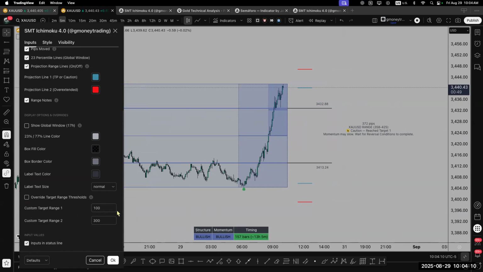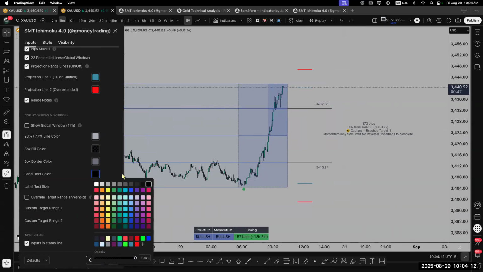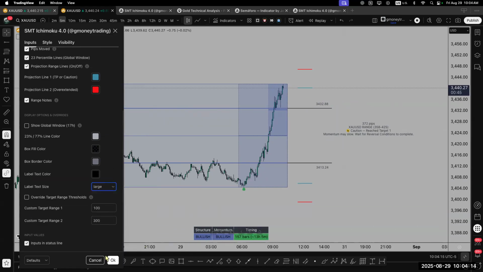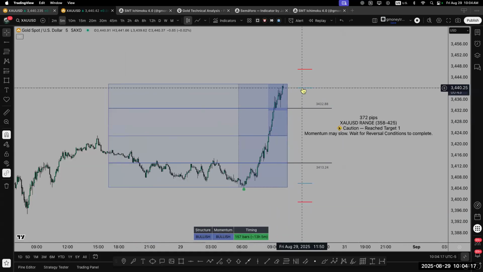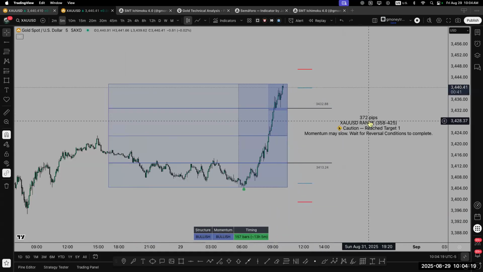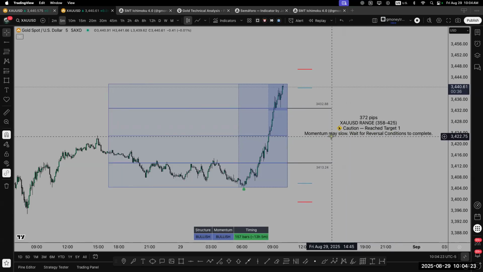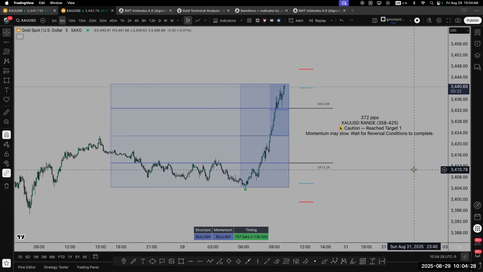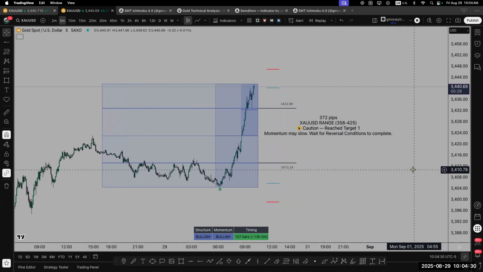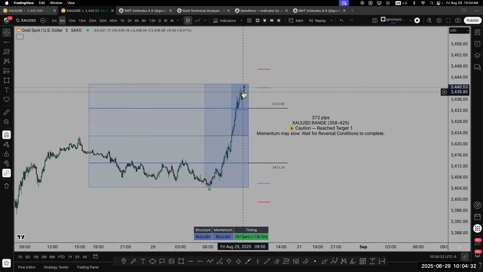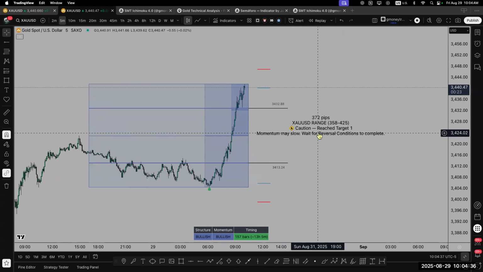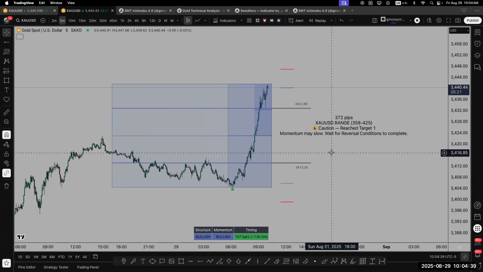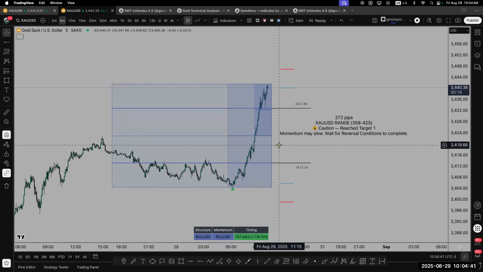And if I put on my notes in dark, oh, now because we actually touched that blue line: caution, reach target one, momentum may slow, wait for reversal conditions to complete. So it can continue up, but it's not the best setup to continue. But you should get out right there. That's if you bought, get out.